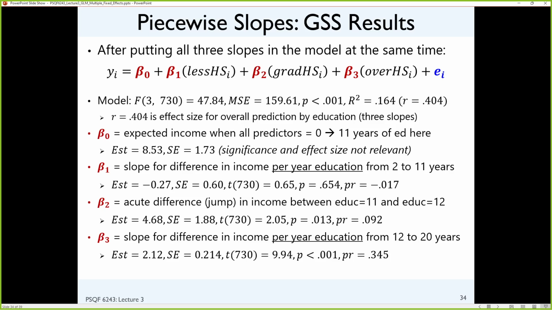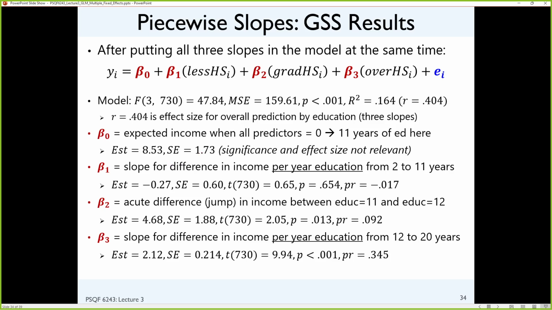What y is when x is 0, yep. So in this context, y is income, and when x is 0 is when all 3 of these new predictors are zeroed out, and that happens for somebody with 11 years. So yes, this is the predicted income for somebody who has 11 years of education. That person is expected to make about $8,500. So that's my model reference point.